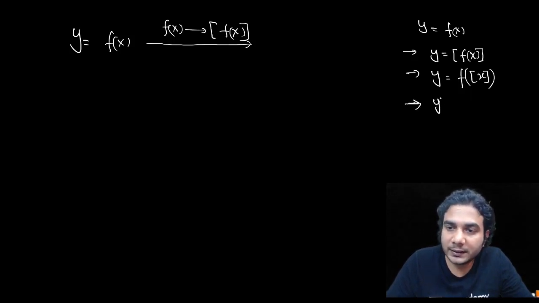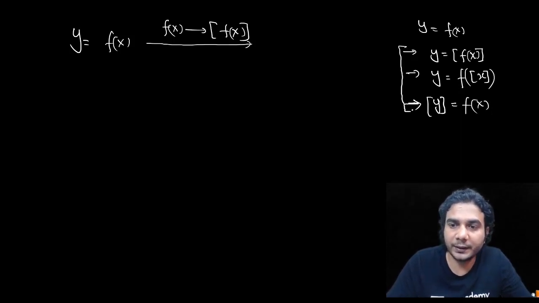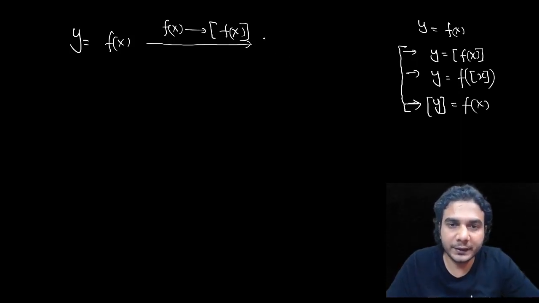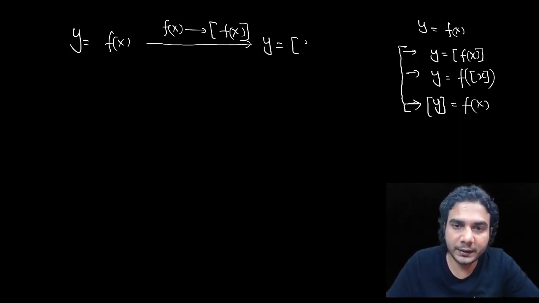And last is greatest integer of y. You're putting greatest integer on y. Okay, like this. So these are the three things which we need to learn today. All right, so now let's see the first transformation, and after this it is going to be y = greatest integer of f(x).